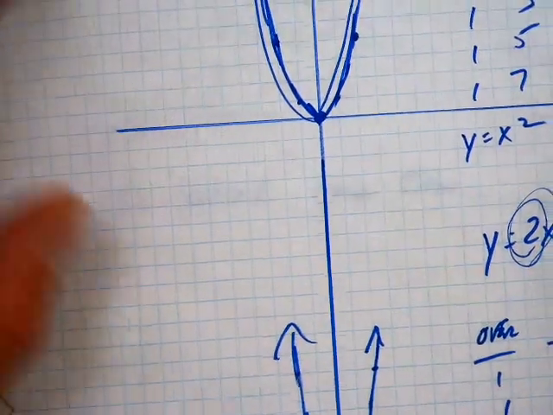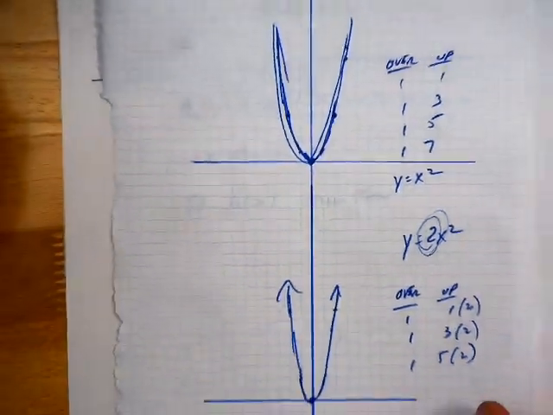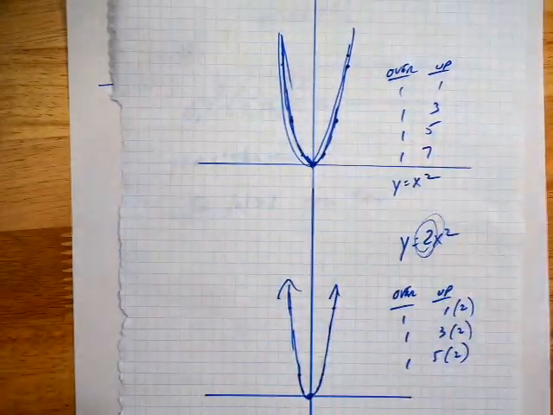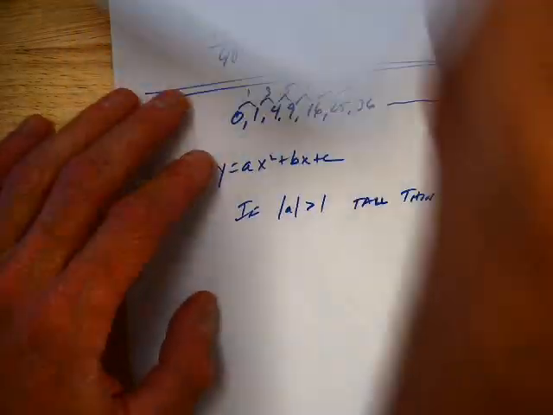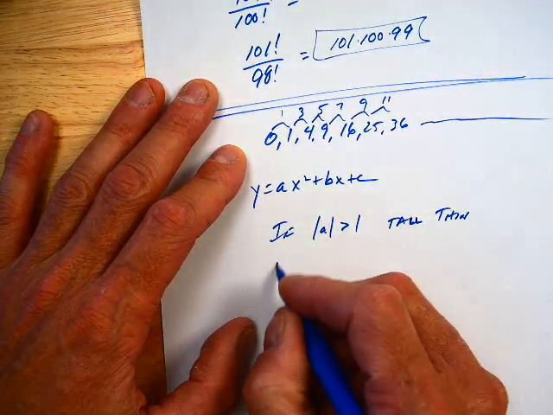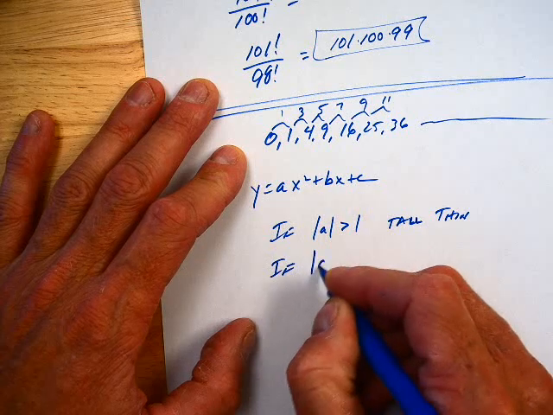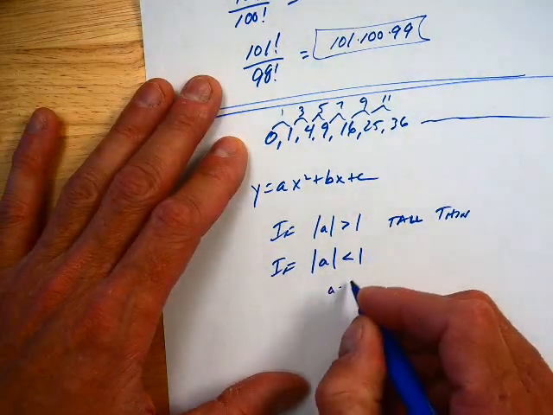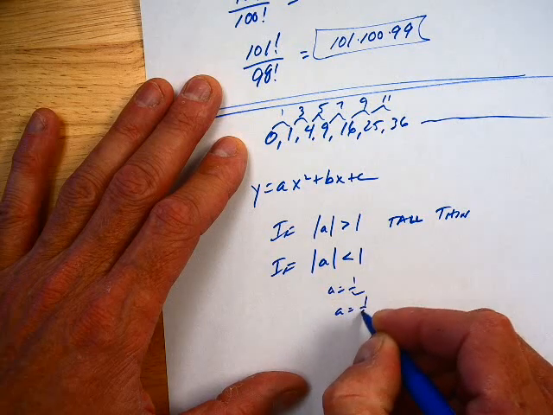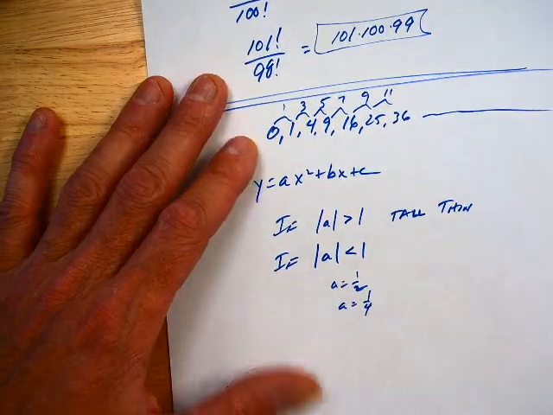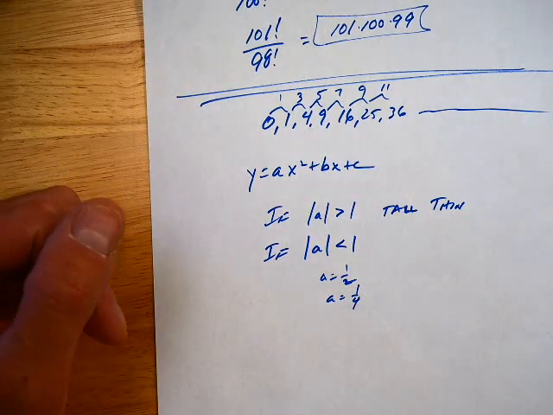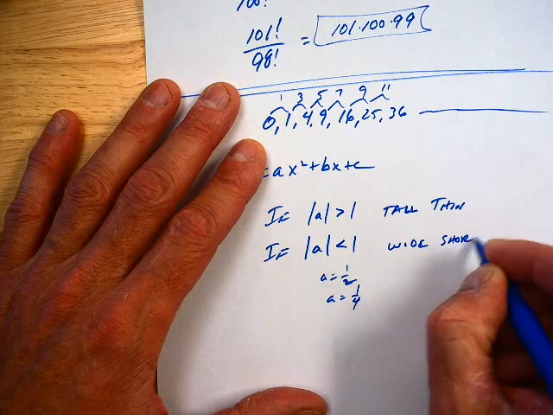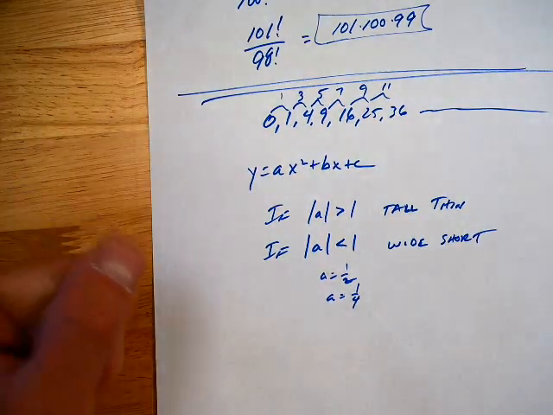Okay? So if I compare both these graphs, you can see the bottom one is skinnier. It's just taller at each point. Okay? So if I had something like the absolute value of A is less than 1, so A equals 1/2, A equals 1/4, stuff like that, how's your parabola going to look? It's going to be wide and short. Okay?